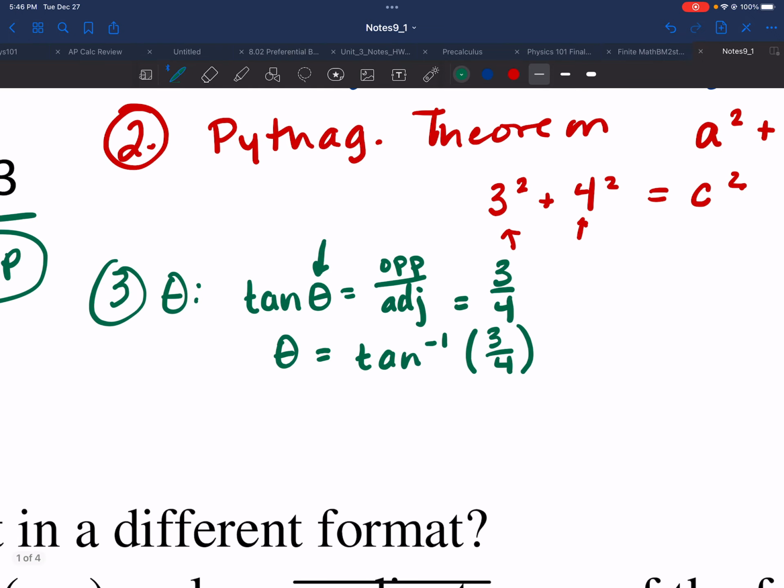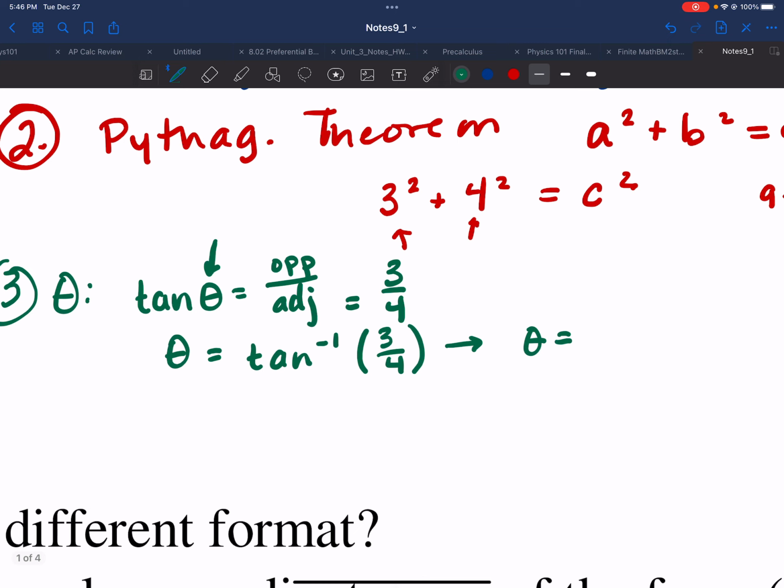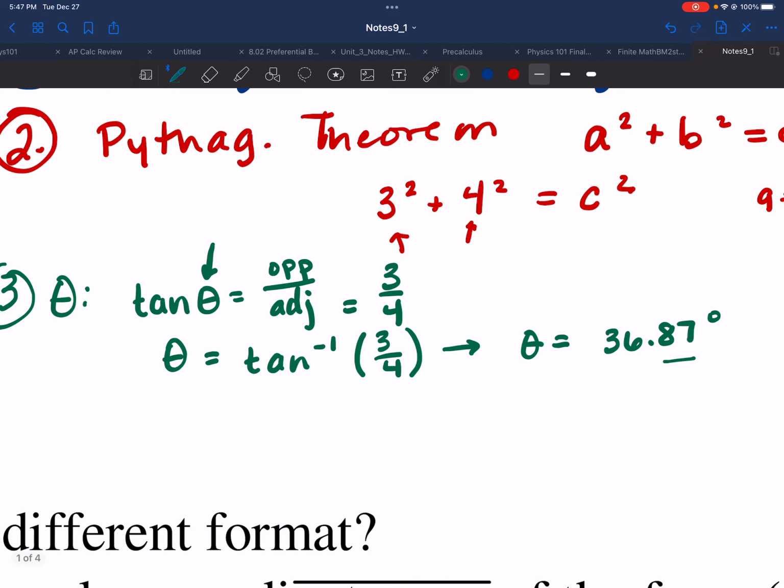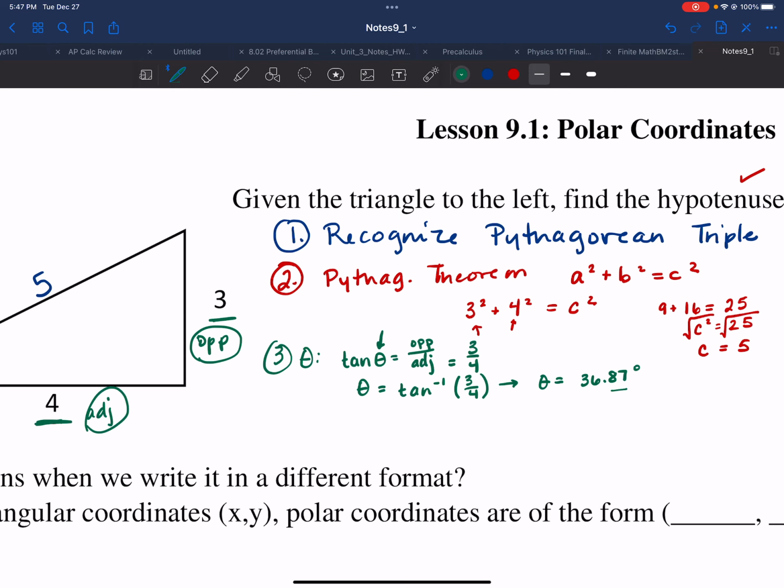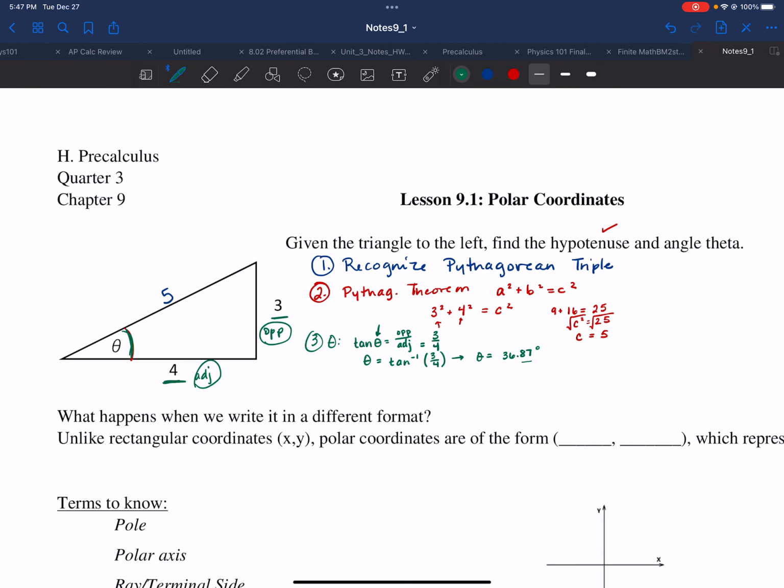And when I put that in my calculator, I end up with a theta of, let's see here, 36.87 degrees. And I typically like to give 2 decimal places just to make sure I have a somewhat accurate number. Could I say 37? Yeah, I could, but this shows that I actually did the math. Okay, so here we are. We figured out what our angle is, and we figured out what our hypotenuse is.